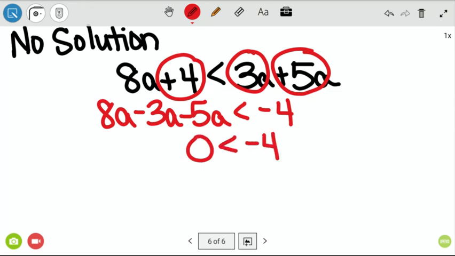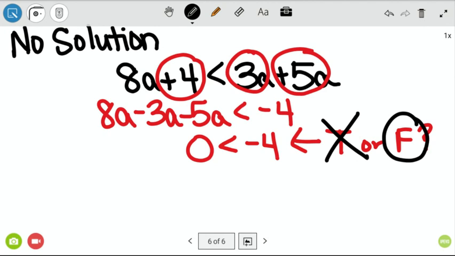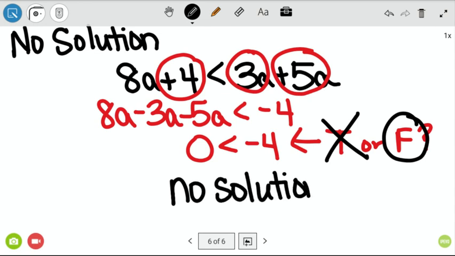So we have to ask ourselves, is this true or false? On this one, is 0 less than negative 4? That is definitely not true. It is false because 0 is bigger than any negative number. So if it is a false statement, then we would write that our answer is no solution, or you can use this symbol, a 0 with a slash through it.